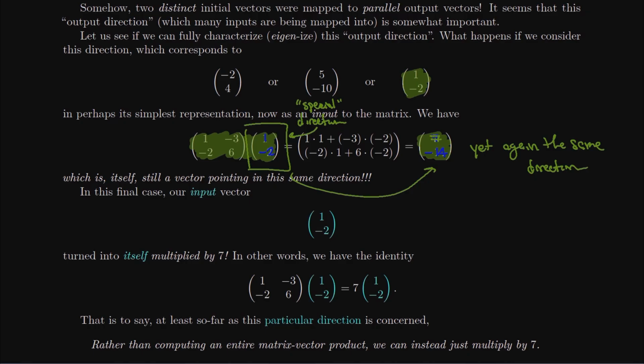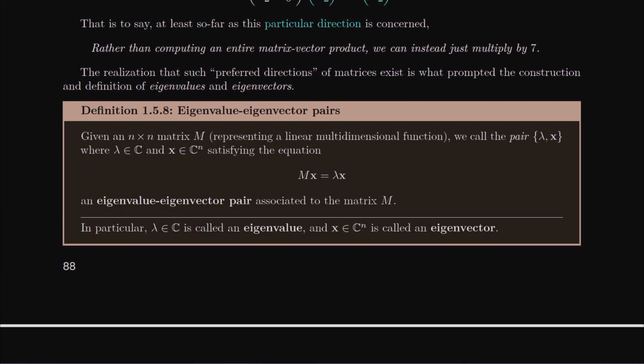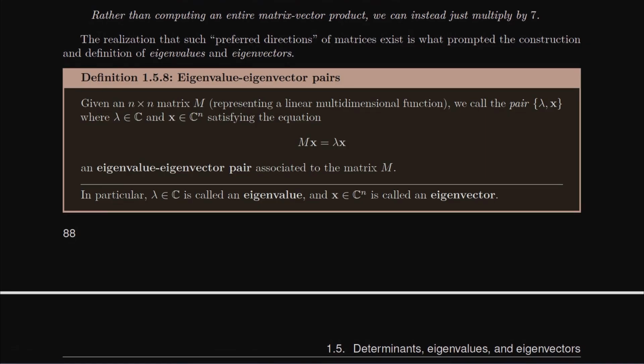Well, this 7, negative 14 really was a scalar multiple of 7 copies of the input direction. But the overall direction did not change, right? I think that's the important thing: the particular direction, the special direction, is still preferred. It didn't change, but it did get 7 copies. This is what eigenvectors are. Eigenvectors correspond to preferred directions.